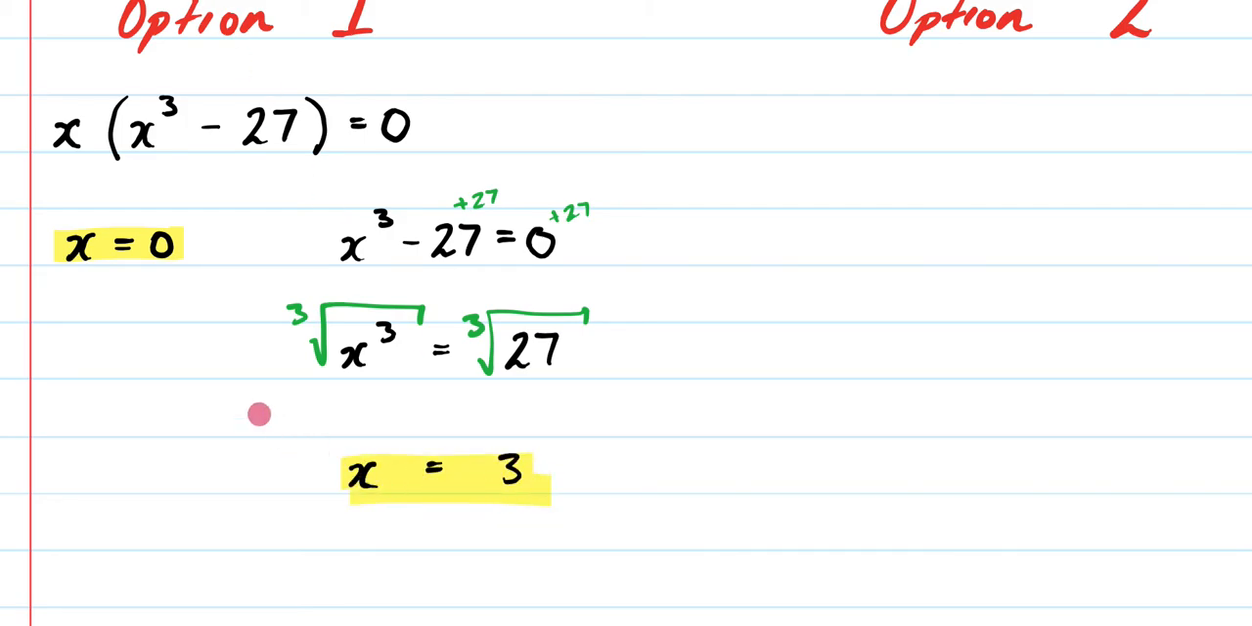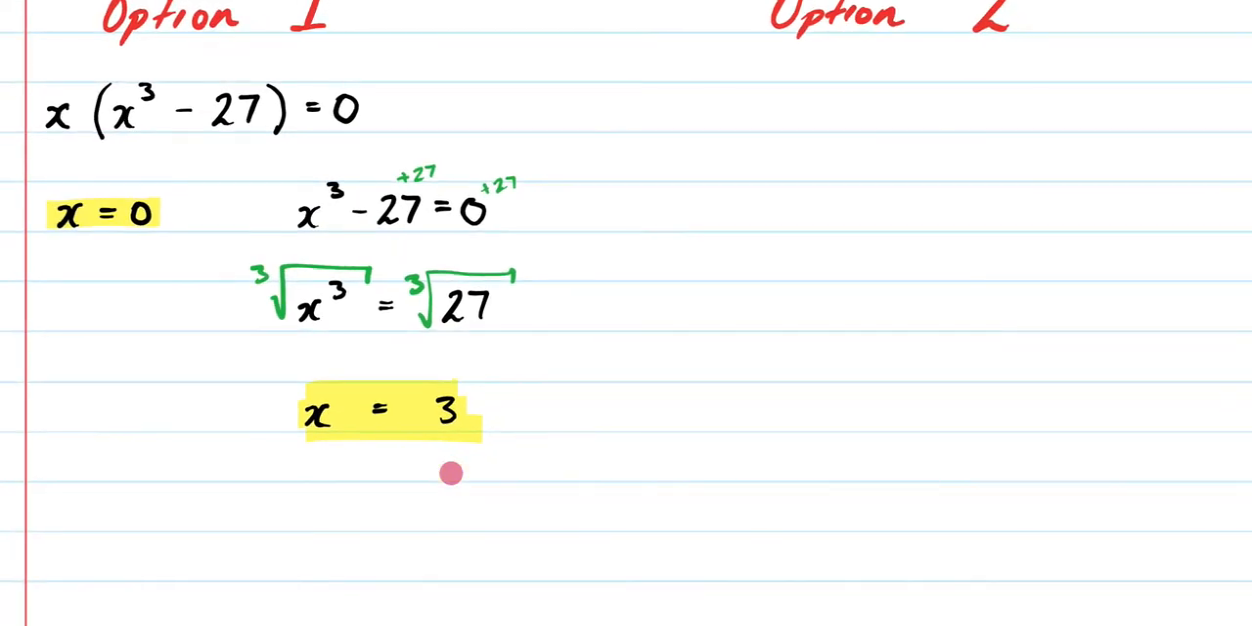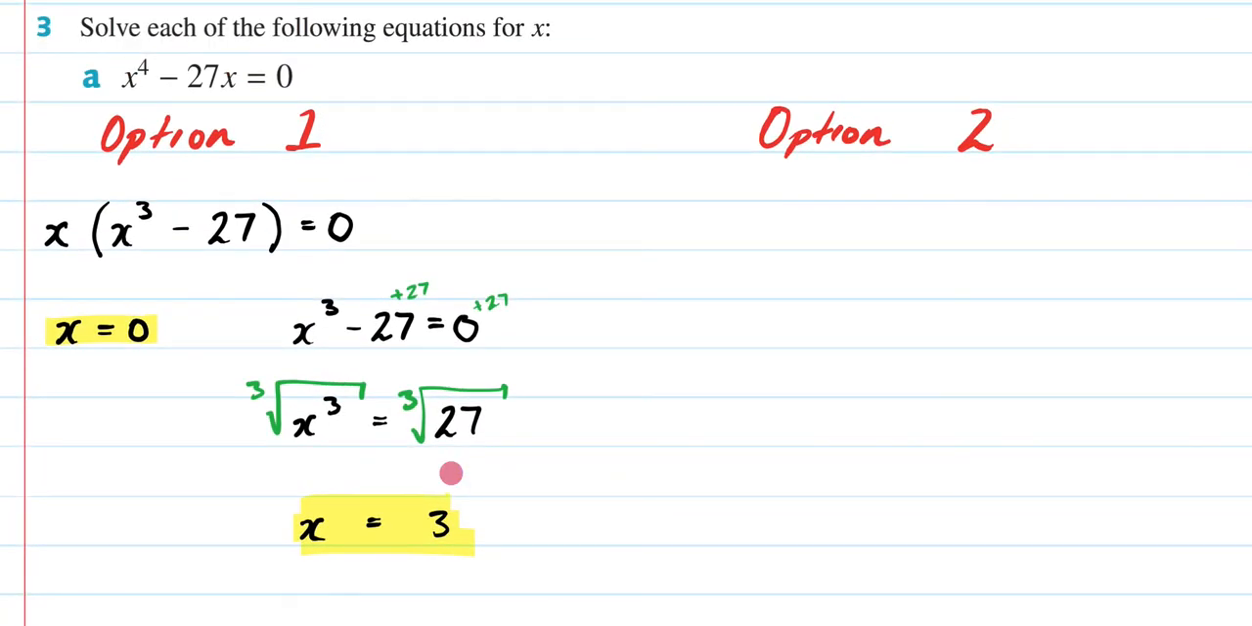So we're done. There are our answers. X is equal to 0 and x is equal to 3. And you're probably thinking to yourself, that was pretty easy. Why would I show you a different way? But I'm just going to show you a different way just in case you're curious.